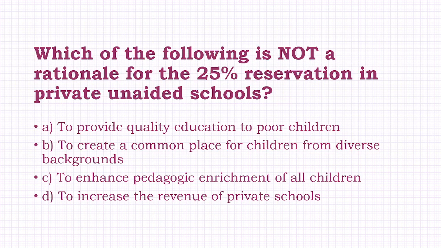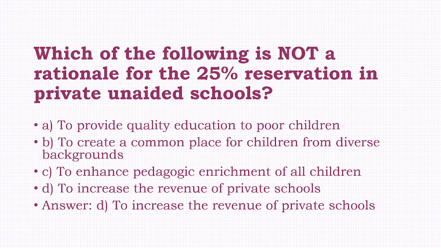Which of the following is not a rationale for the 25% reservation in private unaided schools? Option: to provide quality education to poor children, to create a common place for children from diverse backgrounds, to enhance pedagogic enrichment of all children, to increase the revenue of private schools. Answer of this question is option D, that is to increase the revenue of private schools.